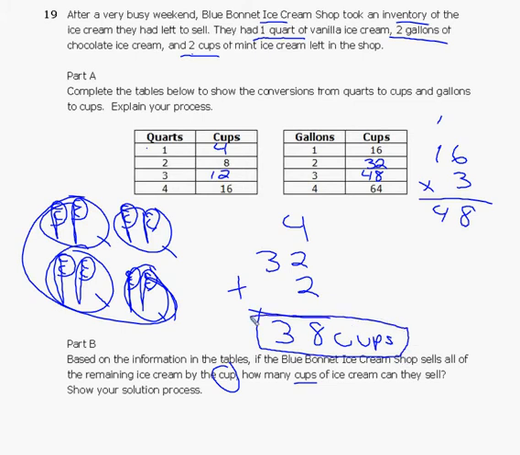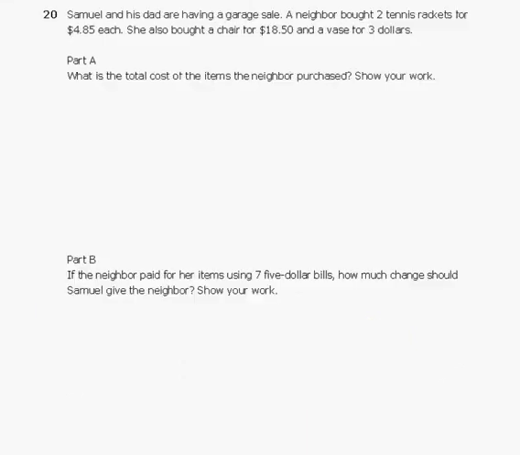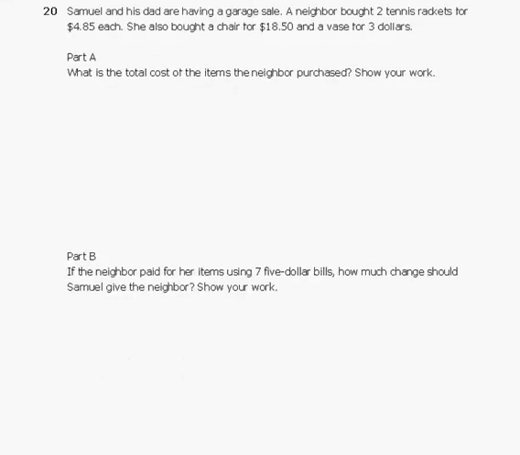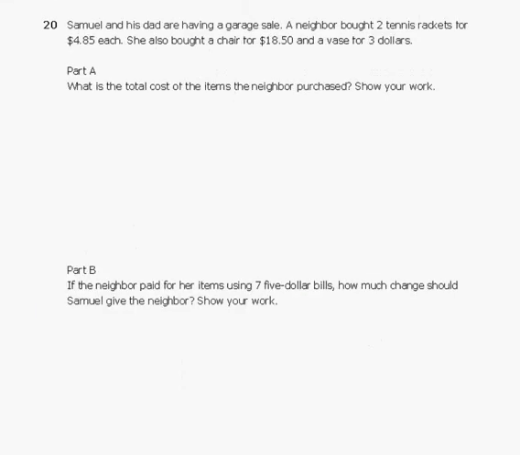Okay, and the last problem. Let's go and look at the last problem real quick. Samuel and his dad are having a garage sale. The neighbor bought 2 tennis rackets for $4.85 each. She also bought a chair for $18.50 and a vase for $3. What is the total cost of the items the neighbor purchased? And show your work. So the first thing I need to do, we'll box in the question.